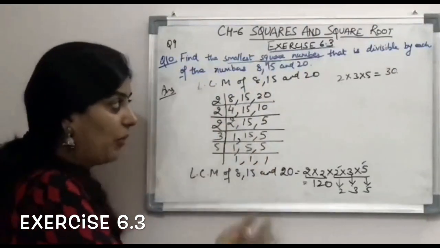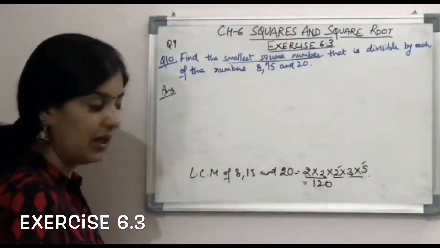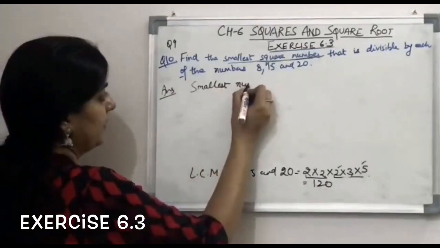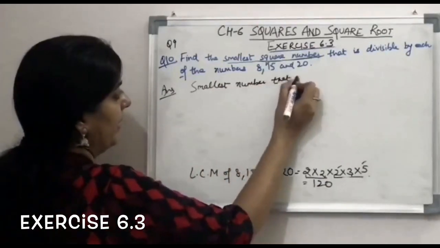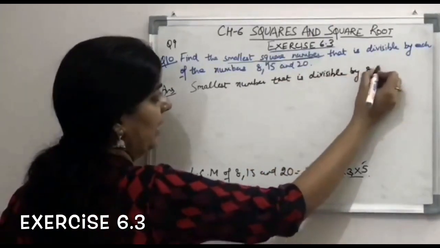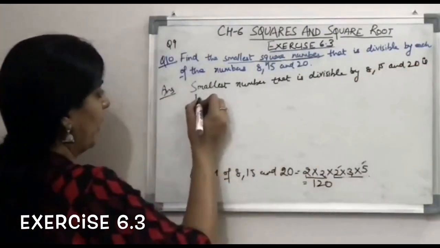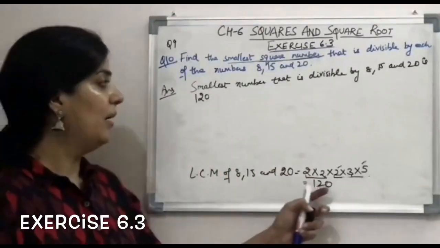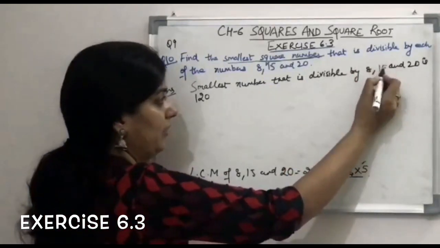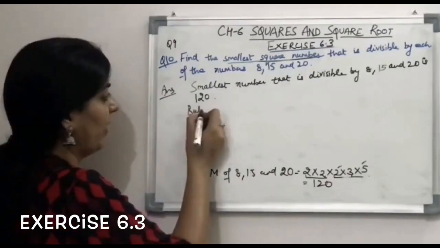So let us write it properly how to do this. अब हमारे पास क्या था? We have got the LCM of 3 numbers as 120, which means that the smallest number that is divisible by all these 3 numbers 8, 15 and 20 is, what is the smallest number? That is 120. आप check भी कर सकते हो. 120 will be divisible by all these numbers 8, 15 and 20. Now this is not a perfect square. You have to find the smallest square number.